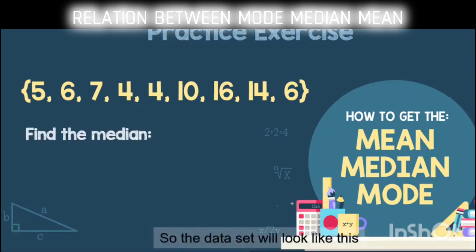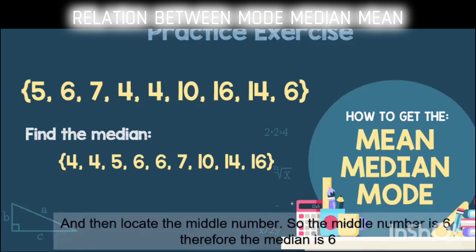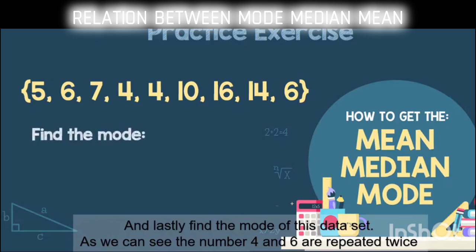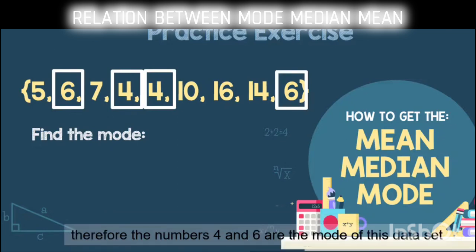So the dataset will look like this: 4, 4, 5, 6, 6, 7, 10, 14, 16. And then locate the middle number. So the middle number is 6. Therefore, the median is 6. And lastly, find the mode of this dataset. As we can see, the numbers 4 and 6 are repeated twice. Therefore, the numbers 4 and 6 are the modes of this dataset.